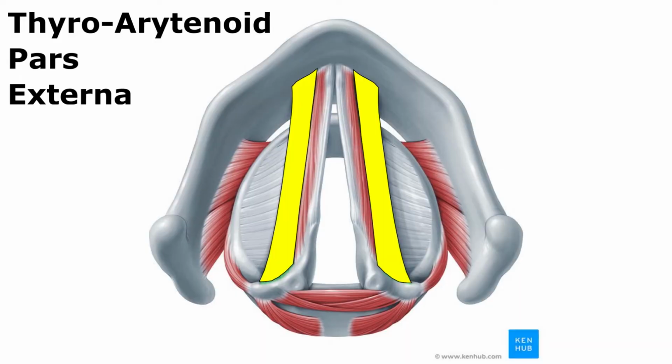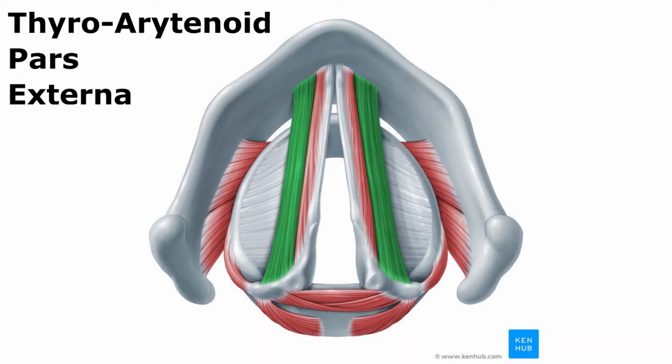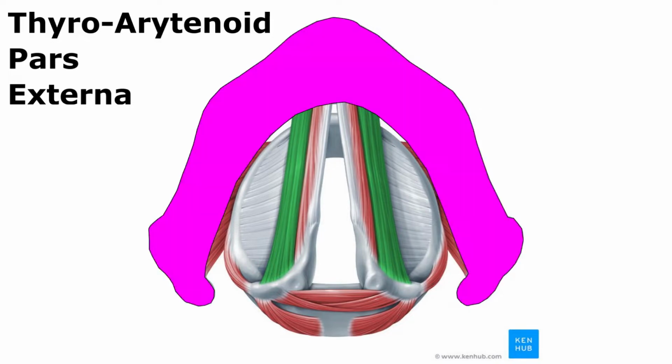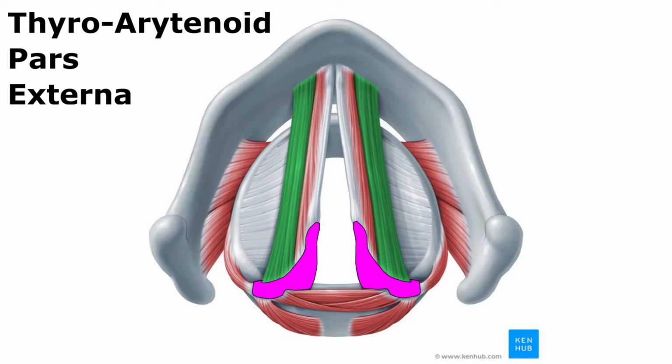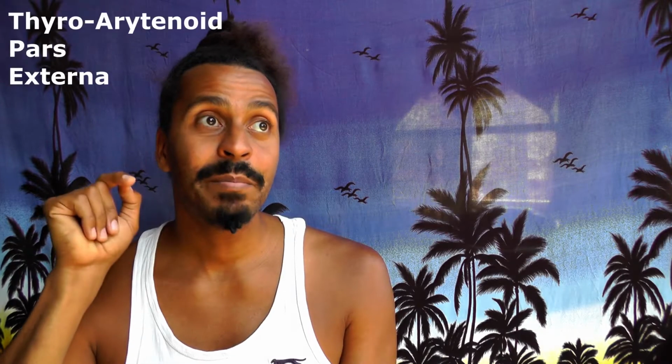The muscle that creates the chest voice sound is called Thyroarytenoideus Pars Externa, which is this muscle, and it's a muscle within the vocal cords themselves. It's one of the vocal cord muscles, going from the thyroid to the arytenoid cartilages. And when that muscle is passive, it's head voice.